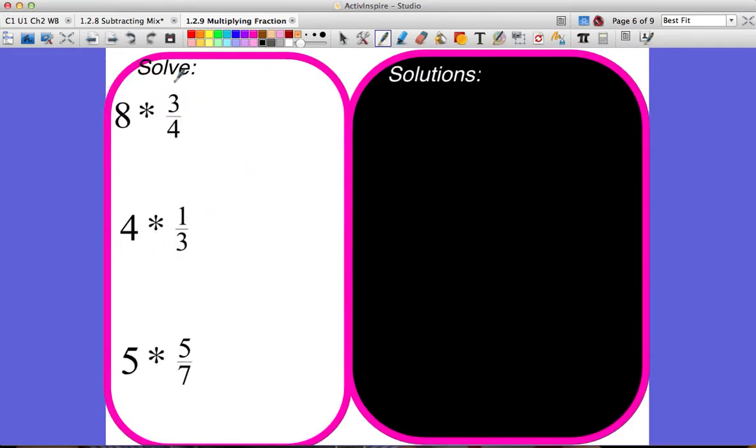Right, so I'm going to try the first one with you, and then you're going to have some time to practice 2 of them on your own. So in this case, I need to remember that it changes to 8 over 1 times 3/4. I multiply my numerators, and it gives me 24. And I multiply my denominators, and it gives me 4. So in this case, 8 times 3/4 gives me 6.